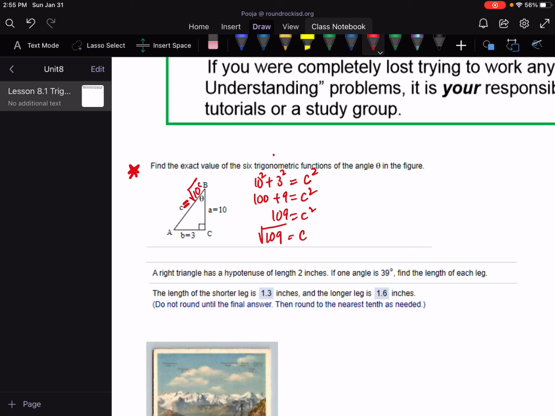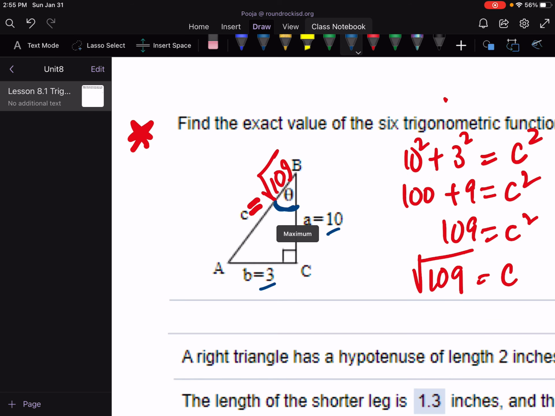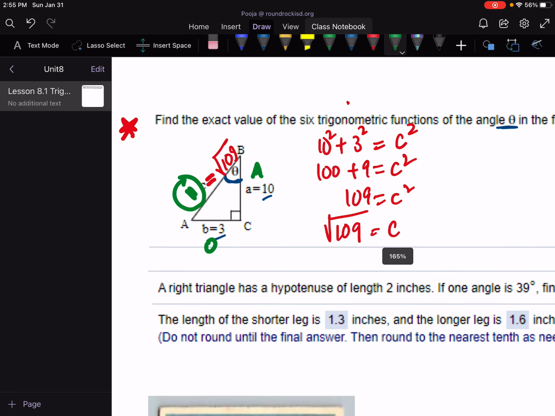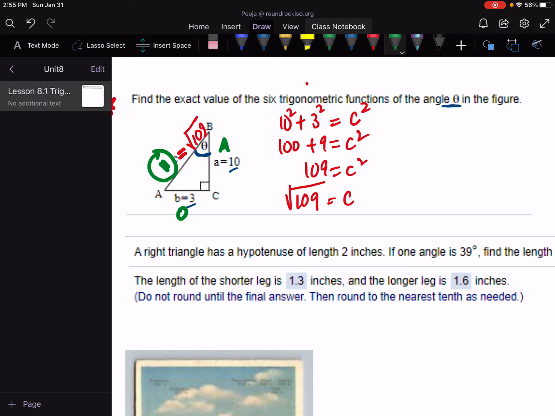Don't even worry about finding the decimal value of it, because that's going to be long, with an unlimited number of decimals. So keep it just the way it is. The sides are 3, 10, and square root of 109. We have the angle theta in the figure, and everything is with respect to this theta. Which means be very careful in identifying the hypotenuse. And then this would be opposite, and this would be adjacent. Now that we have identified them, let's start writing our ratios.